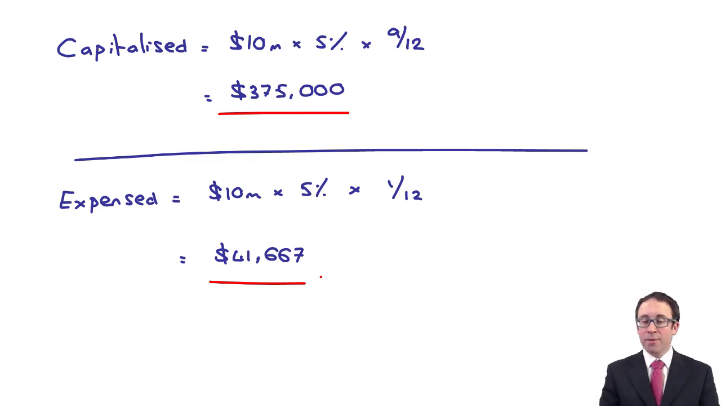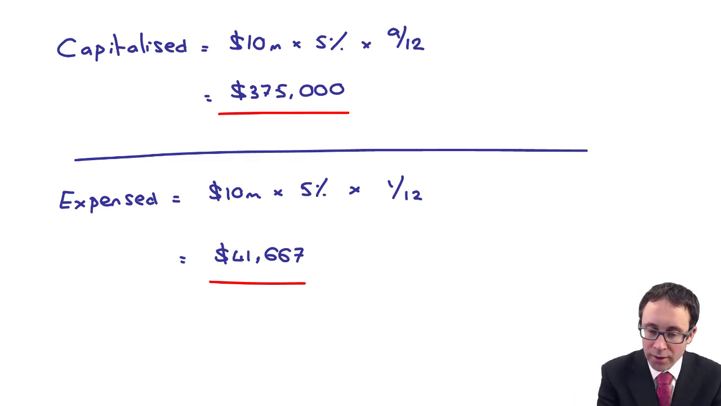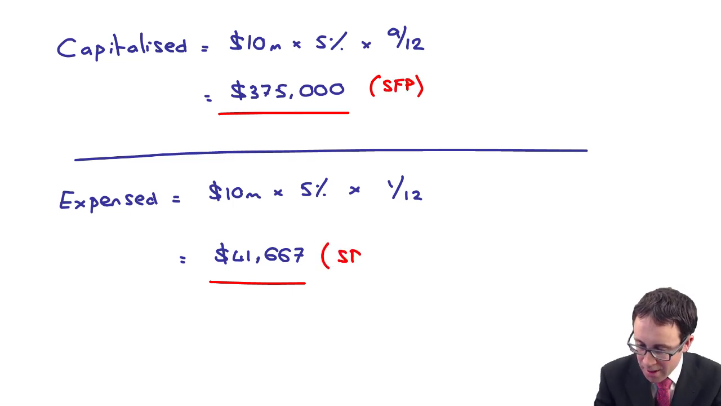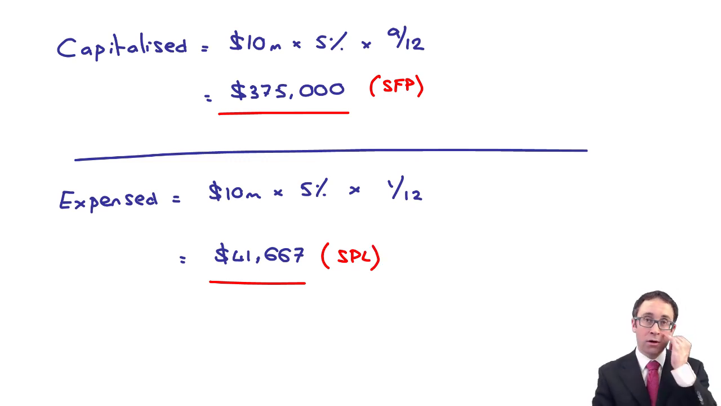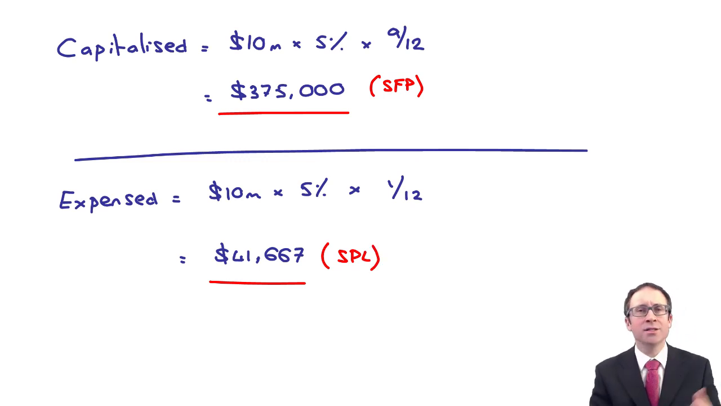Okay, and then we've expensed the 41,667. So we capitalize it on the SFP and it is expensed in the statement of profit or loss. There we go. That's nice and simple.